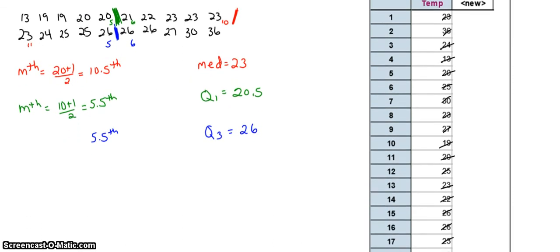The other calculation you need is the interquartile range. And that is equal to Q3 minus Q1. So that's 26 minus 20.5. So that is equal to 5.5.